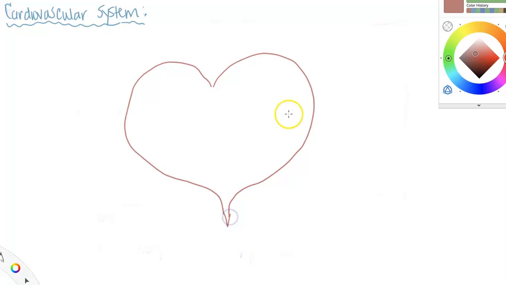Here's my heart. Okay, so we've got our heart. The heart is divided into two halves, the right and the left side of the heart. They both do sort of similar but different things. There are 4 chambers of the heart.